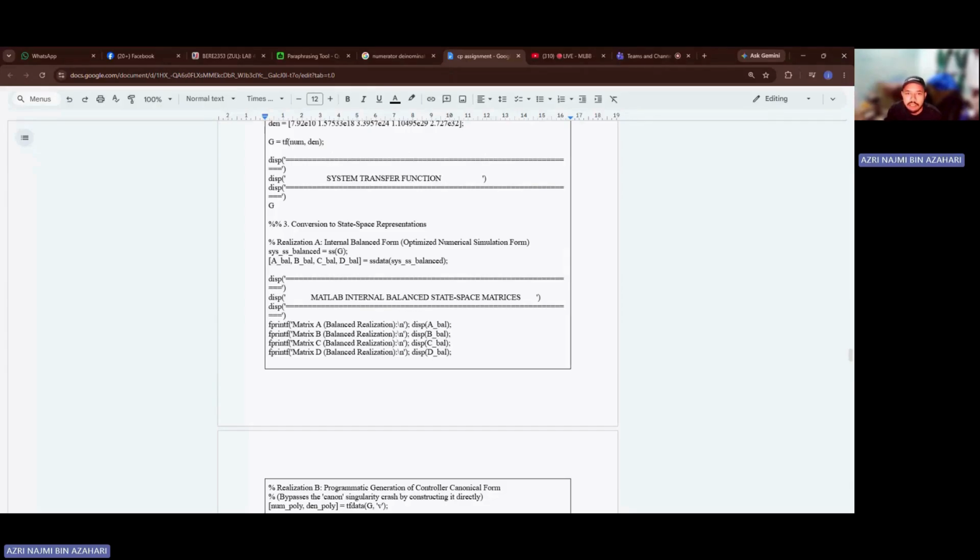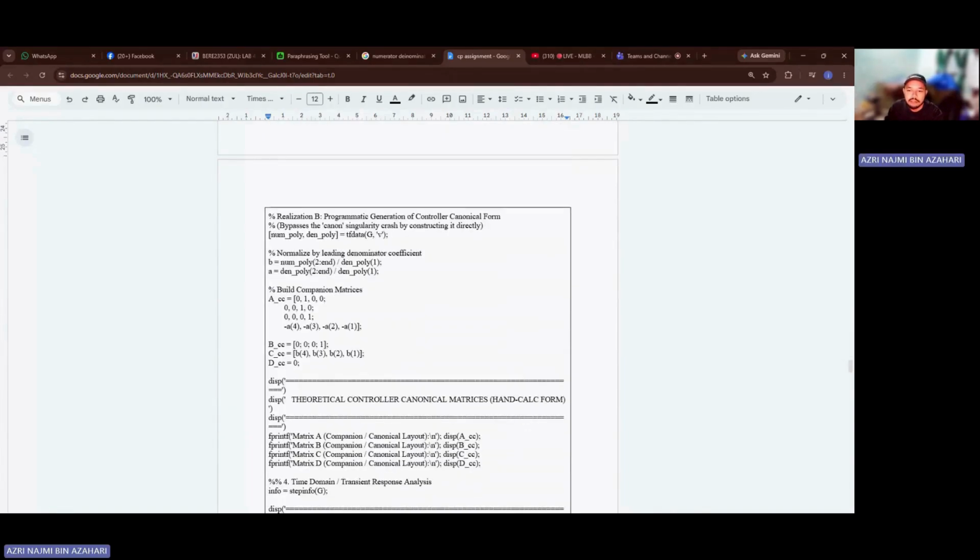We wanted to look at the system's internal dynamics. So we use the ssdata command to convert everything into an optimized balanced state space model. The script wrapped up by cleanly printing out our A, B, C, and D matrices, so they are ready for simulation.